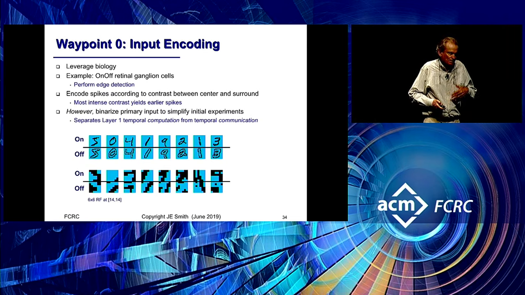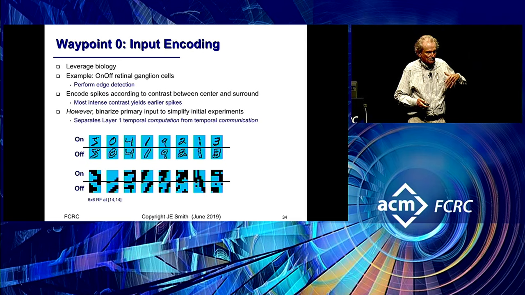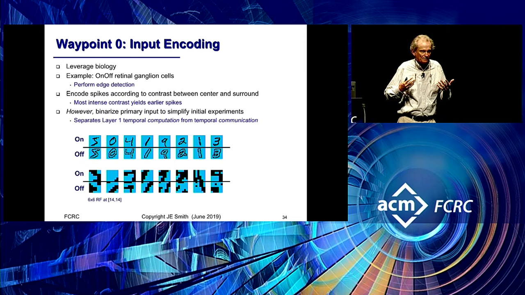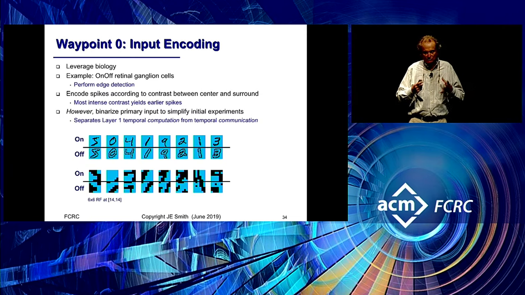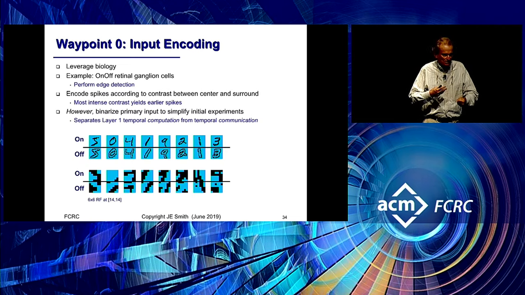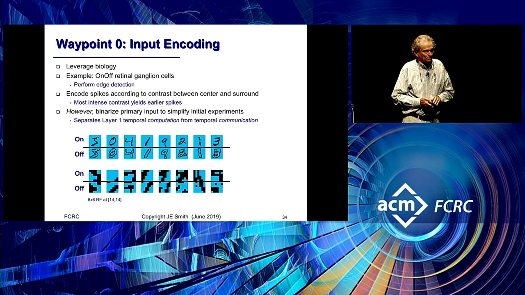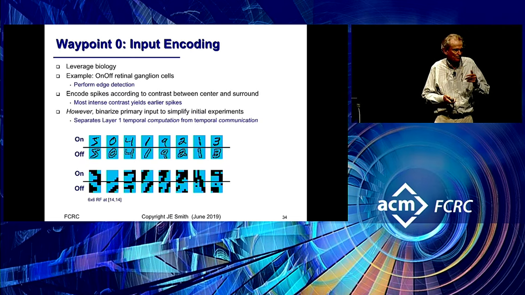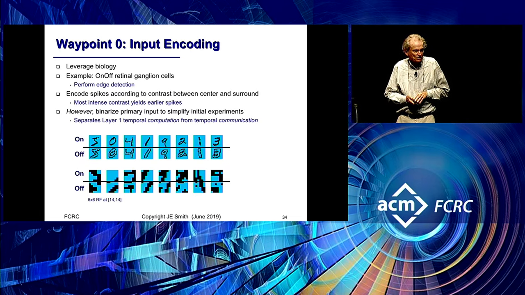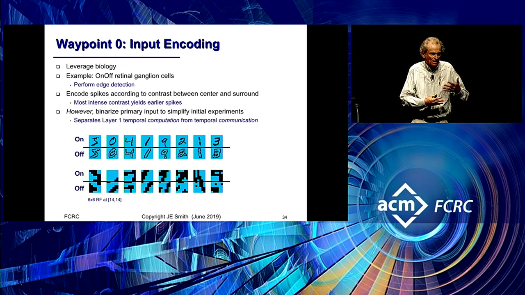Waypoint zero, input encoding. Just very quickly, let's use our MNIST numerals. I just basically leverage biology. I use the equivalent of on-off retinal ganglion cells, where you have a center with a surround, and depending on the contrast, either the center is brighter or less bright. There's the on and there's the off. You basically do what amounts to edge detection, which works remarkably well. What I'm showing here are the first 8 MNIST numerals with the on and the off.